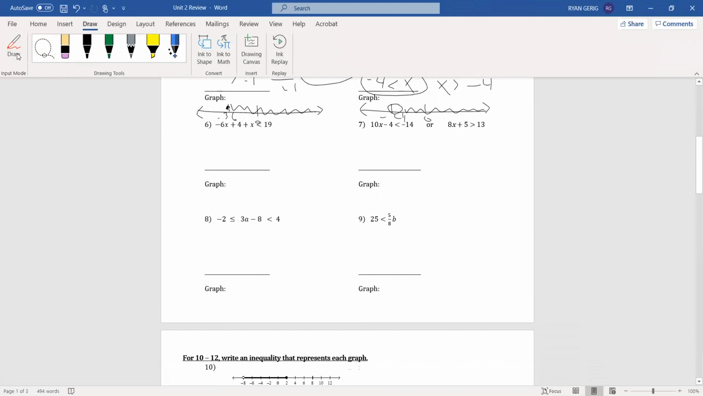Number 6, combining like terms here. -6x plus x is -5x, plus 4 is less than 19. Subtract 4, that's 15. Divide by -5. As soon as I divide by a negative, I should flip the sign. It's going to be x is greater than -3.